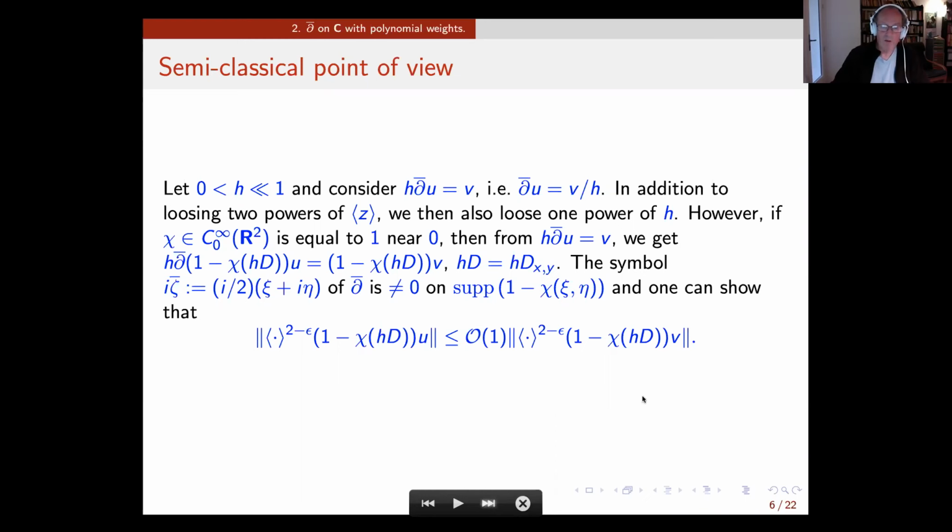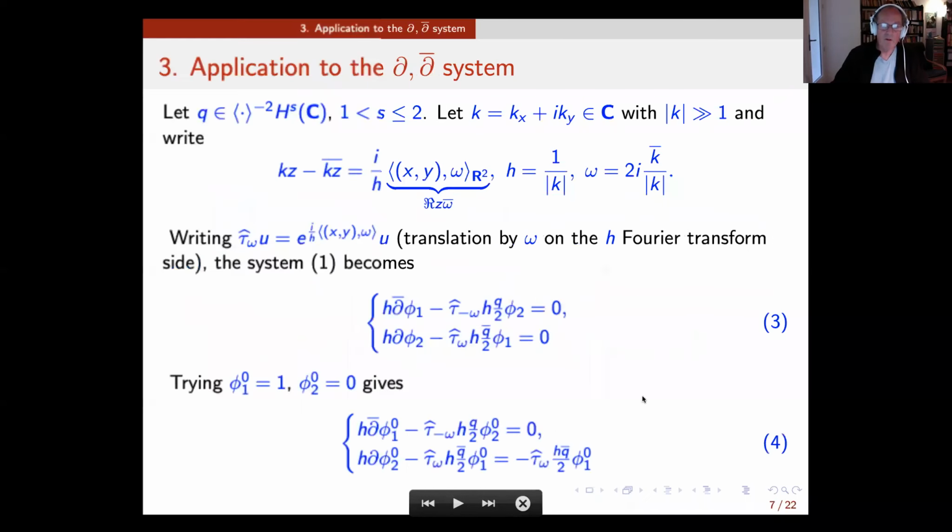So now I will discuss our D-bar system. So I will take Q in the space H^s times the dotted bracket of z to the power minus 2.